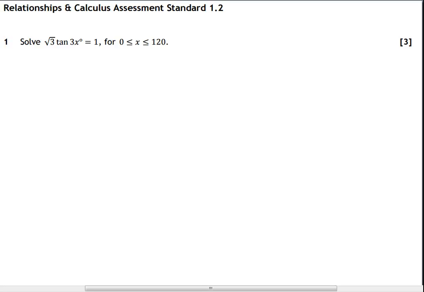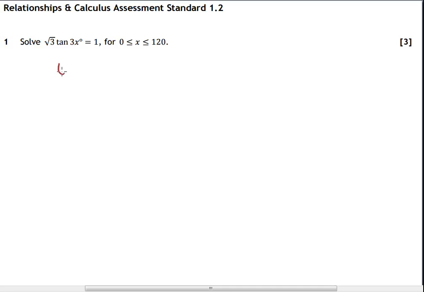Okay, so this video shows worked solutions for relationships in calculus assessment standard 1.2. The first question here is a trig equation. Notice that it's in degrees and the domain in this case has been restricted to between 0 and 120.